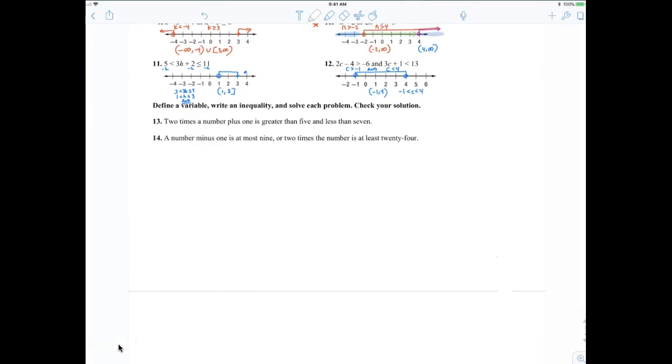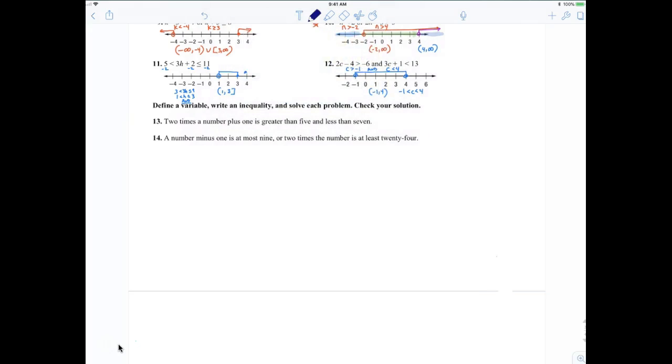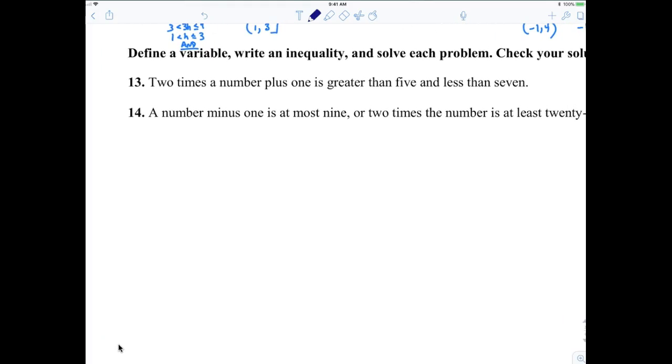All right, here we go now. Stay with me. That was kind of good today. So it says 2 times the number plus 1. How do I write that? 2n plus 1. So that was easy. 2n plus 1 is greater than what? 5. And then, wait a minute. Is greater than 5.